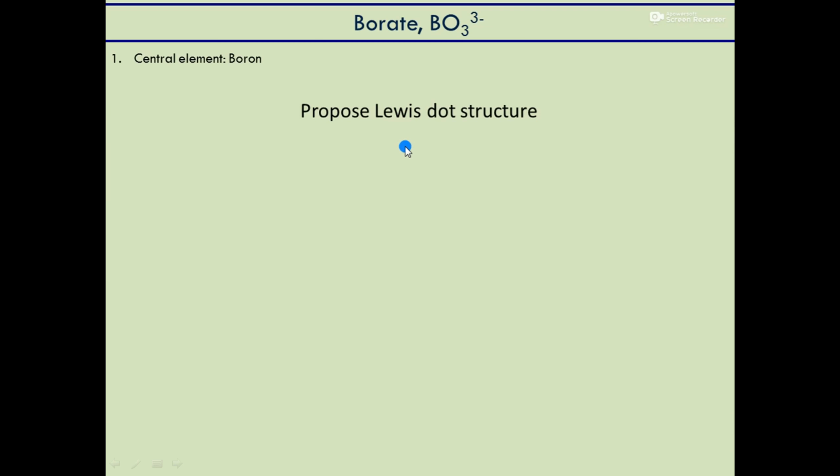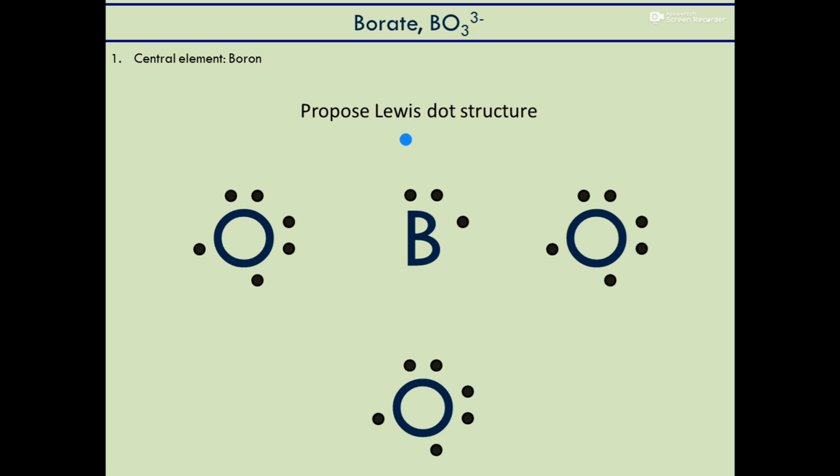So let's propose a Lewis dot structure with boron at the center and oxygen at the side. And let's not forget, borate is an ion with an excess of 3 electrons. So we'll distribute these excess electrons to the electronegative element, oxygen, because it takes electrons with it. So let's place one here, then another one here.